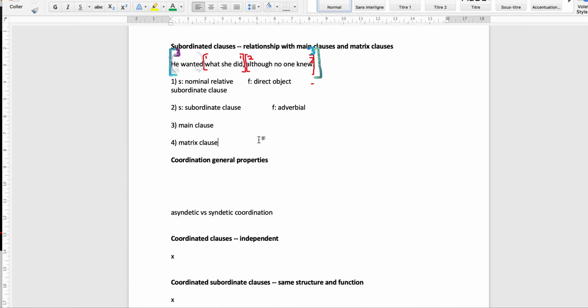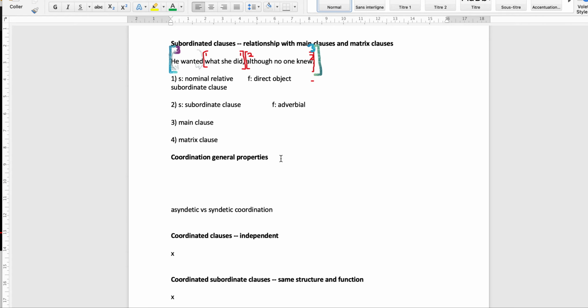So now we're going to move on to coordinated clauses. Okay, so it's sort of the general principles. First of all, I could say the first general principle would be anything.